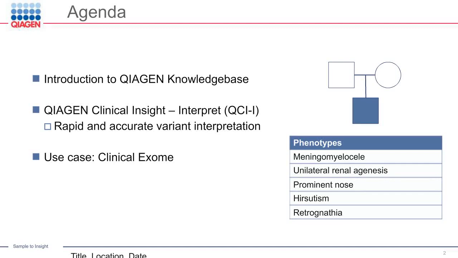So first, by way of the agenda, I'll go through an introduction to the QIAGEN Knowledgebase, then introduce our QIAGEN Clinical Insight Interpret tool, and demonstrate how the knowledge base underlying it enables rapid and accurate variant interpretation. Then I'll show the tool in action with a clinical exome use case where the proband has two unaffected parents and is exhibiting a constellation of features, and through using the knowledge base within QCI Interpret, we were able to rapidly identify and report a pathogenic candidate causal variant.